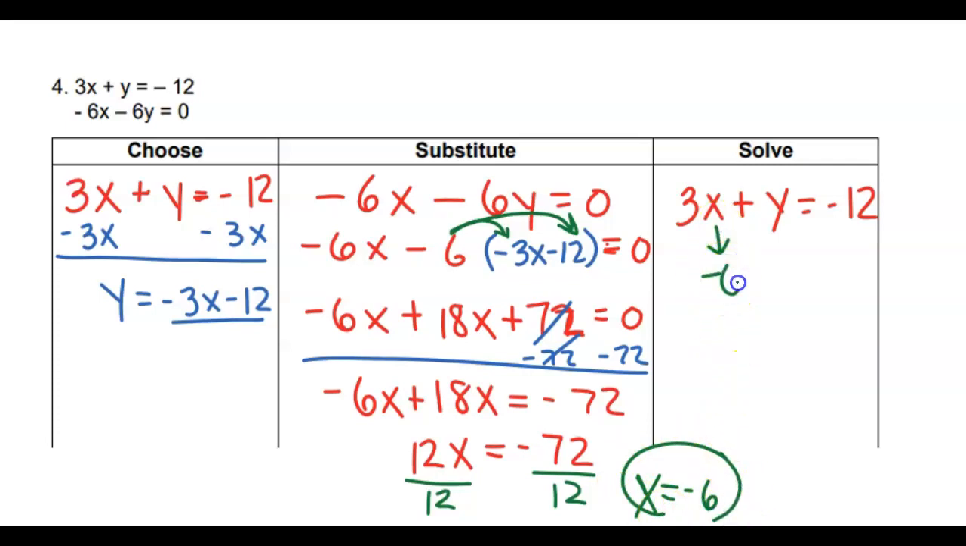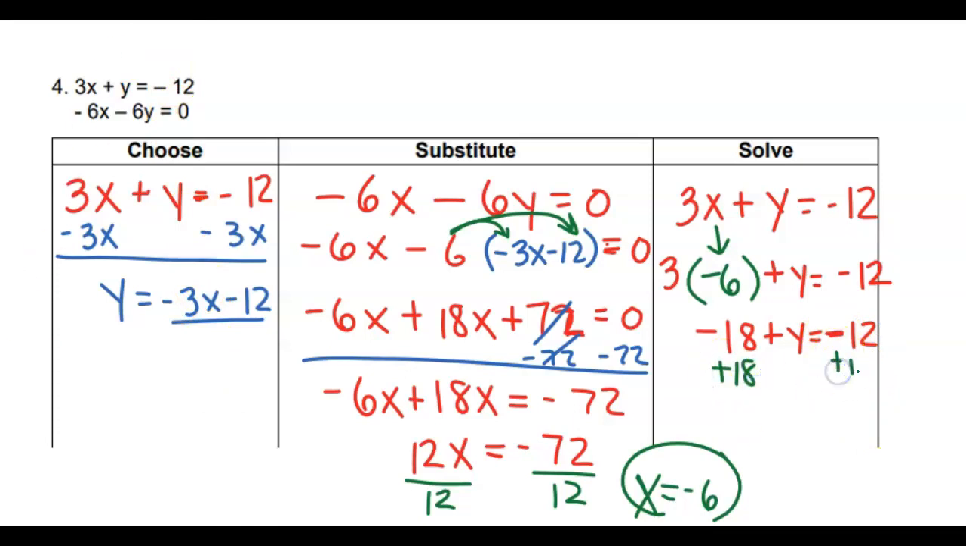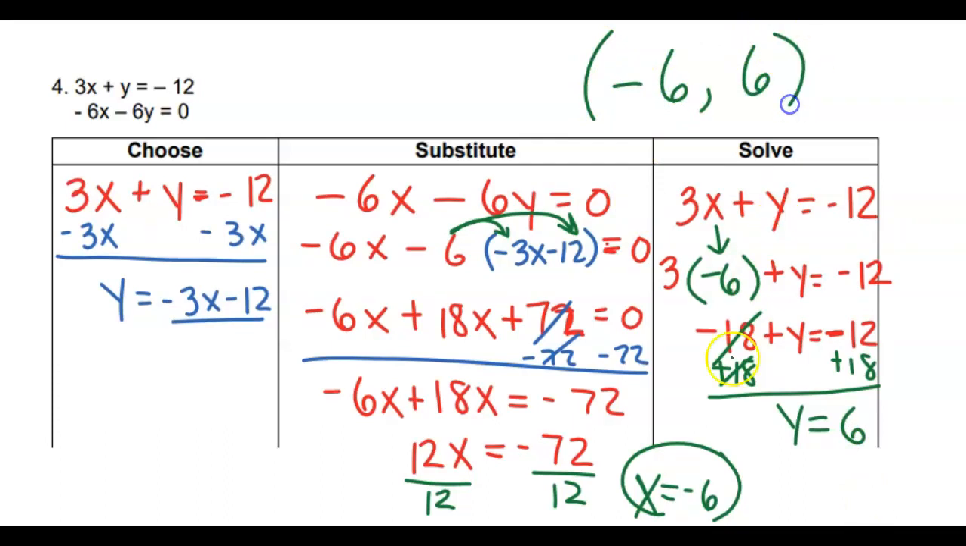In place of the x, I'm going to put a negative 6. Plus y equals negative 12. 3 times 6, that would be a negative 18. I am solving for y. I need to get y by itself. I need to get the 18 canceled. So my solution point is negative 6, a positive 6.